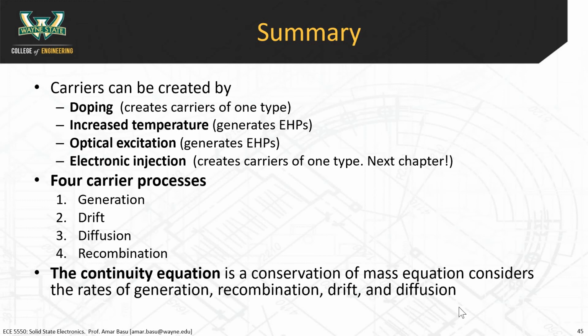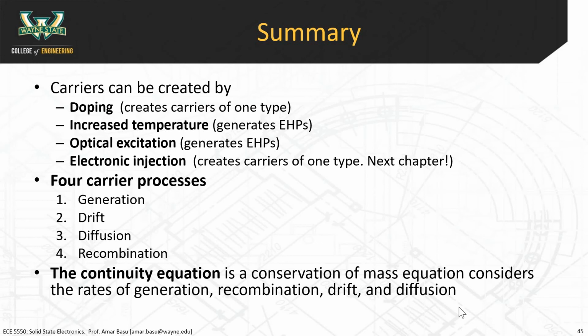All right. So to sum up this module, the carriers: we found that carriers can be created by several processes. You can create them by doping, which creates carriers of a single type. You can increase temperature, and when you increase temperature, you generate electron hole pairs. In this module, we found that if you shine light on the material, you can also generate electron hole pairs, and you can generate them very quickly.